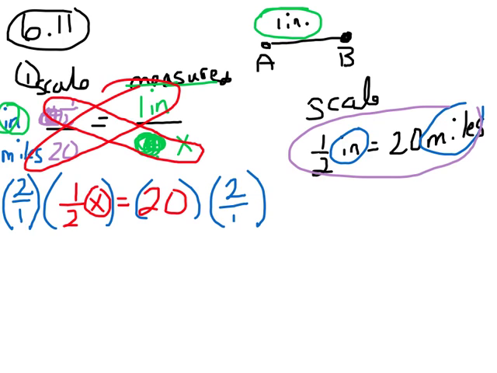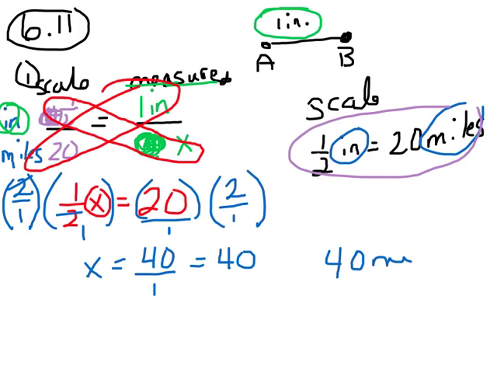Okay? And if you look at why we do that, 2 goes into 2 one time, 2 goes into 2 one time. Now I have 1 over 1 x, which is just x. X is by itself, which means I'm going to have my answer really handy here. All right? So 20 over 1 times 2 over 1. 20 times 2 on top of the fraction is 40. 1 times 1 on the bottom is 1, and 40 over 1 is equal to 40. So my distance is 40 miles. That's my answer.